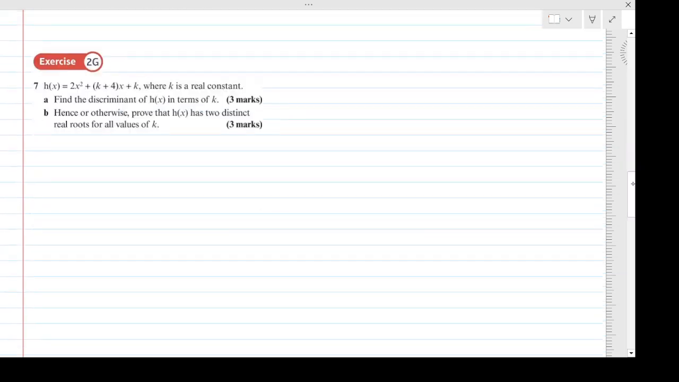So now let's look at an exercise problem. We are given the function h of x is 2x squared plus (k plus 4) lots of x, so that's the coefficient of x, plus k. Part A says: find the discriminant in terms of k.